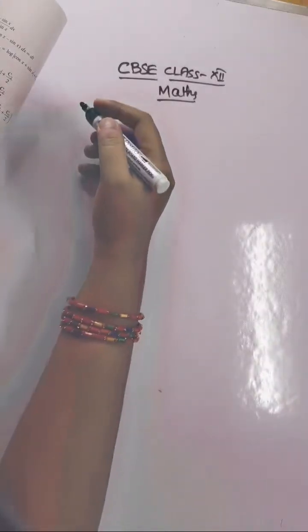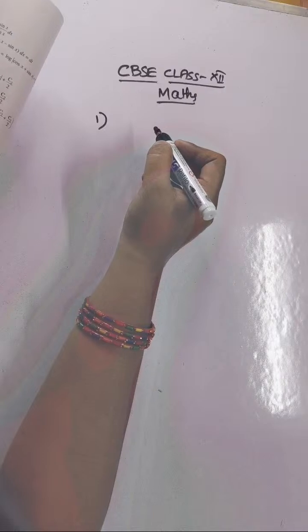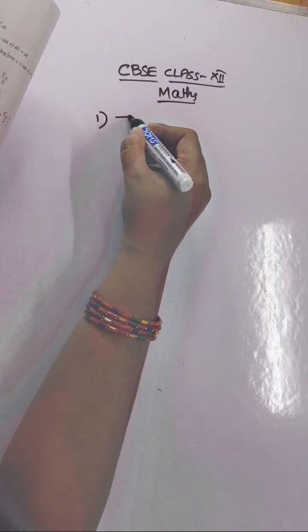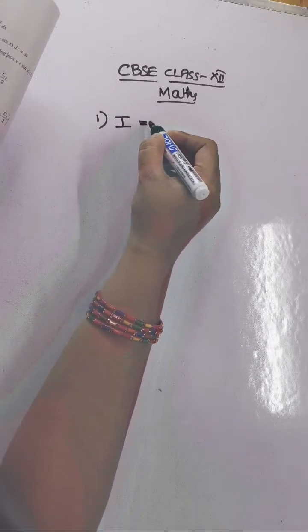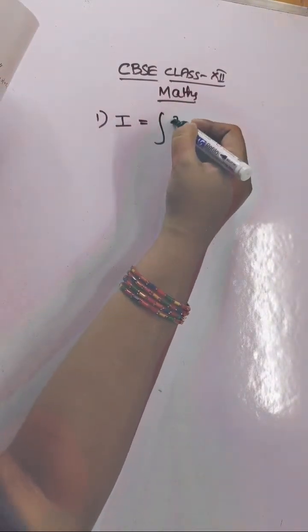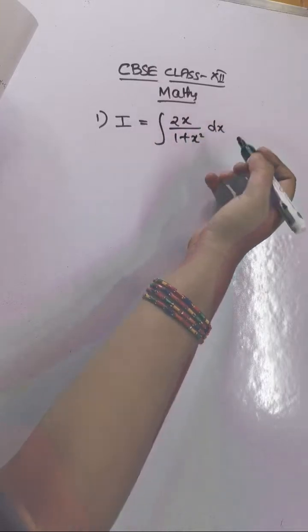Exercise 7.2 is about the substitution method, because till the first exercise we had no problem in integrating. We just simplified whatever the question given and used the formulas directly. So I'm just taking the given question as I. The first question is 2x by 1 plus x square. So the integral of 2x by 1 plus x square dx.